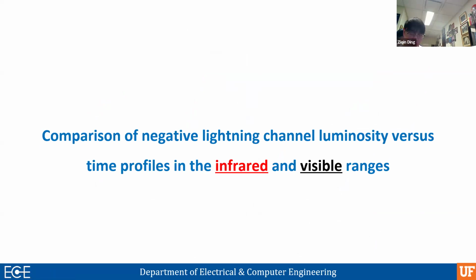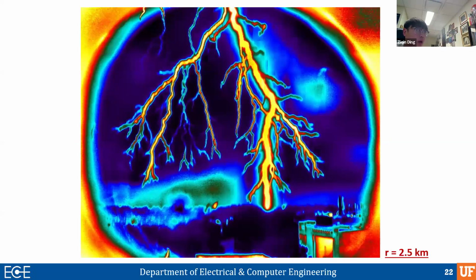So next, since we just saw how it looks different for UV and visible, now I would like to show some comparisons of negative lightning channel luminosity versus time in the infrared and the visible ranges. Here is just to give you a big picture of how return stroke channels look in the infrared high-speed cameras. This picture is imaged at 2.5 kilometers from the camera to the lightning channel plane, the image plane.